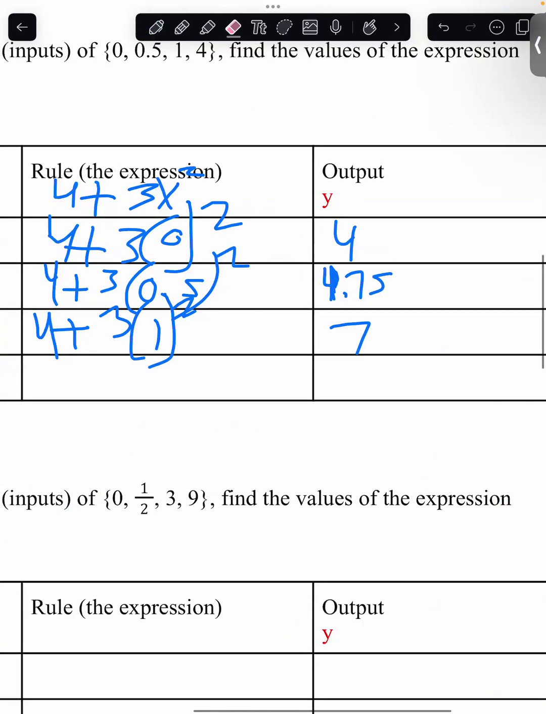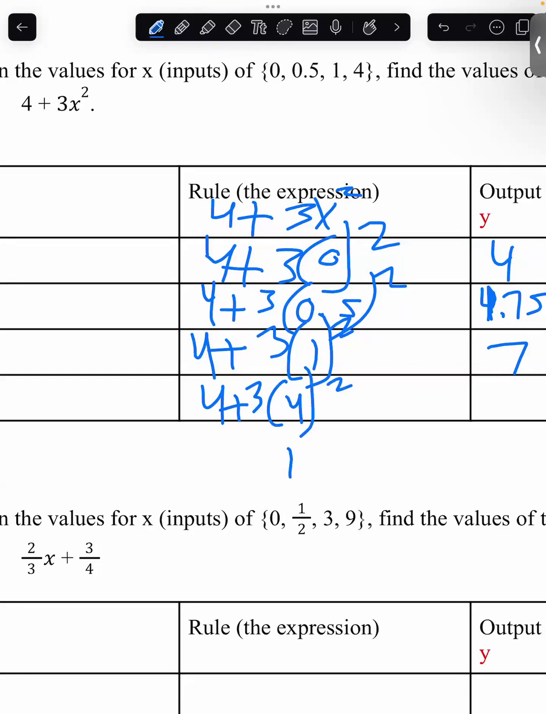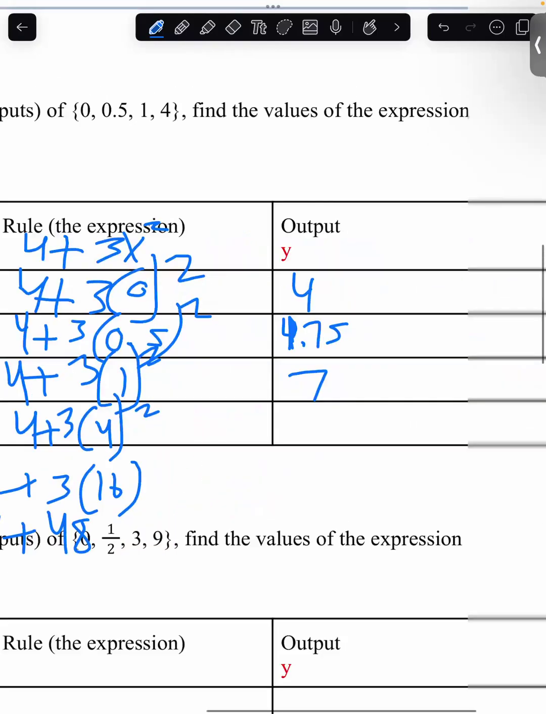All right, then 4. So we have 4 plus 3, and then 4 squared. 4 to the second power. 4 to the second power is 16. So we have 16 times 3, which is 48, plus 4, which is 52.